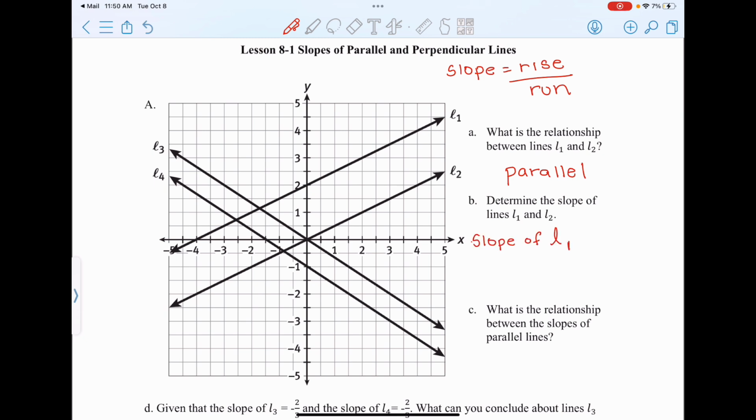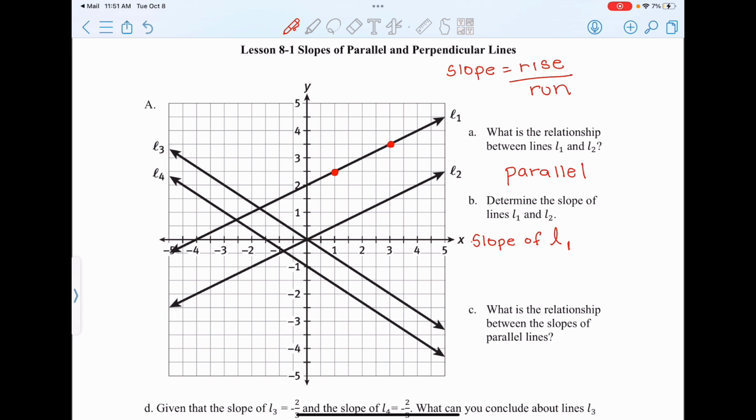To find the slope, I need to pick 2 points on the line that cross at perfect corners. So look at this point 1 and 2.5. Notice how it crosses at a perfect corner. And this point right here, 3.5. Notice how that also crosses a perfect corner.